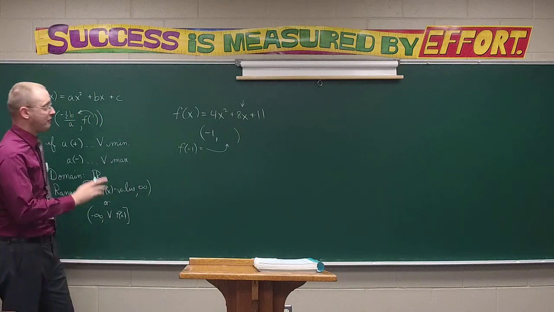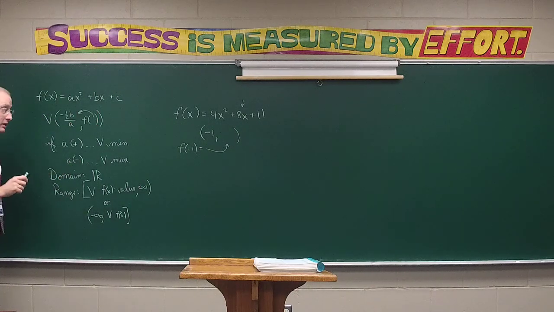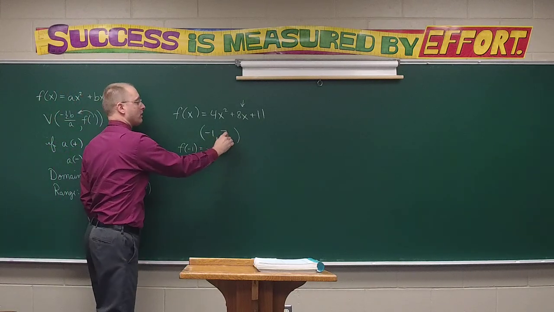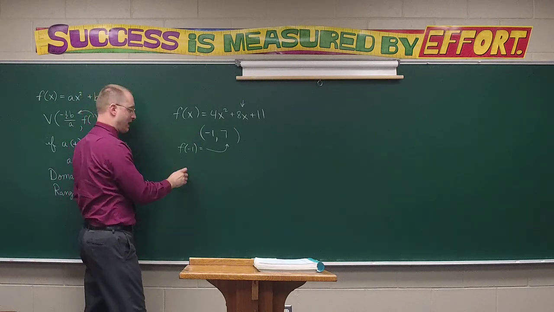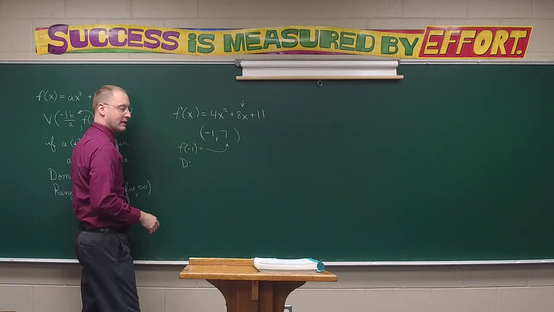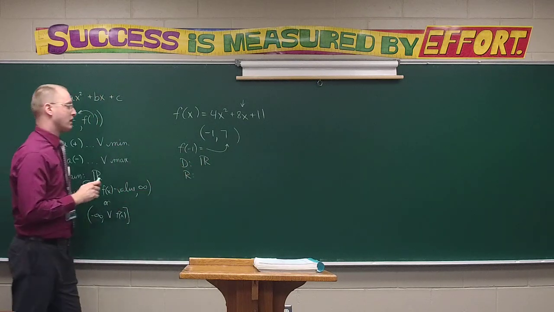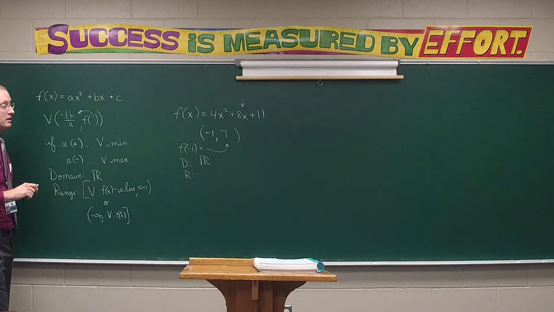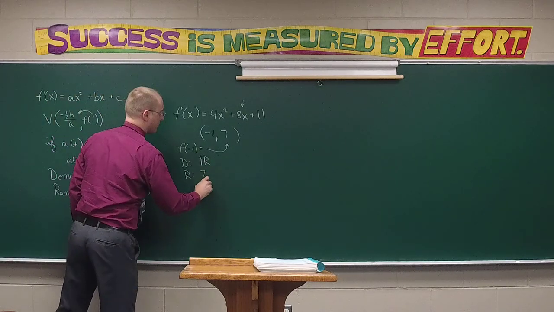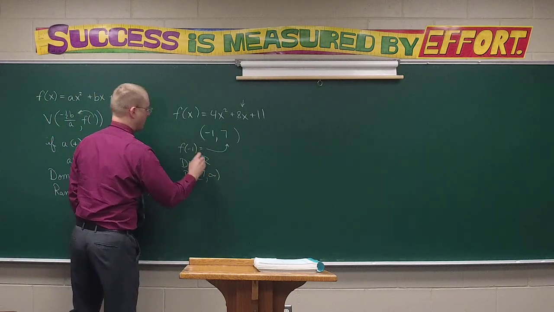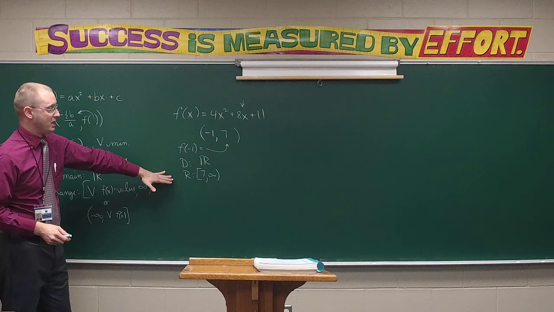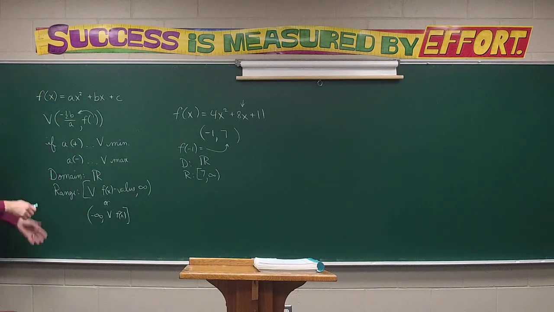And what do we get for f of negative 1, class? 7. So there's my vertex, negative 1, 7. What's the domain of the function? Because it's always all real numbers. And what's the range of this particular function going to be? 7 to infinity. We're getting a parabola that's going to go upward. This is my minimum point. There we go, finding the domain and range.